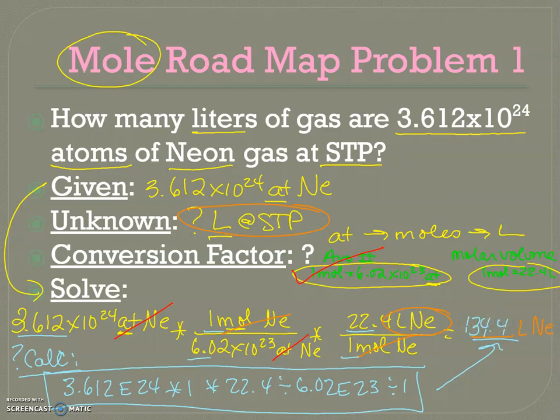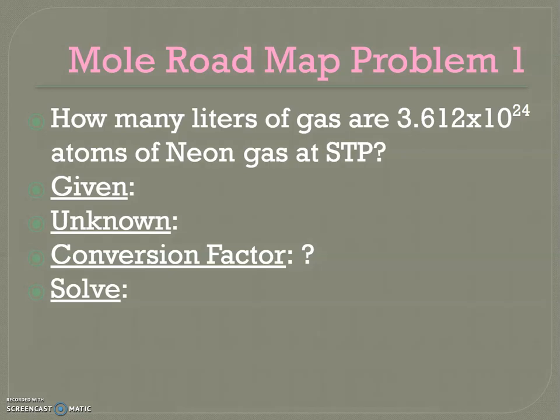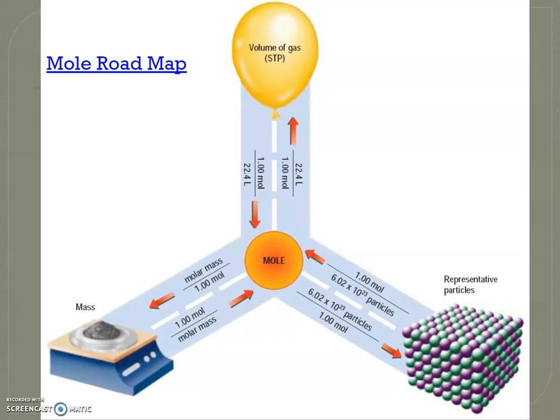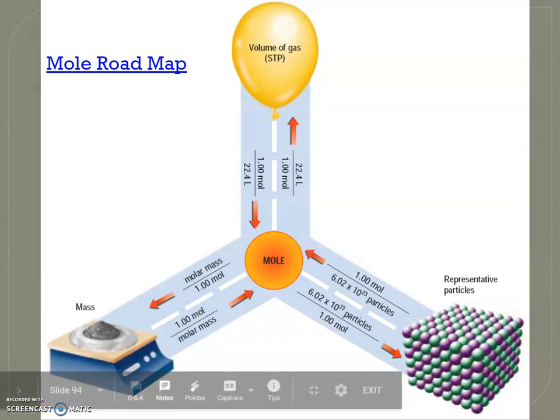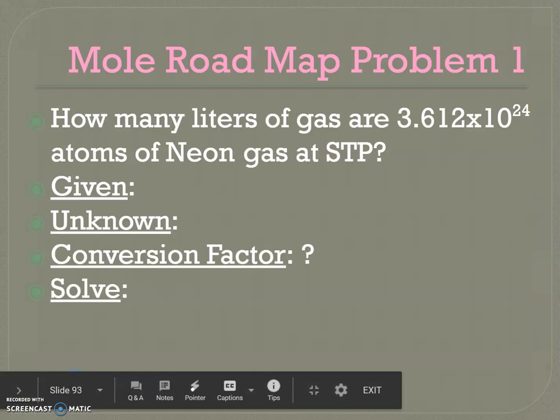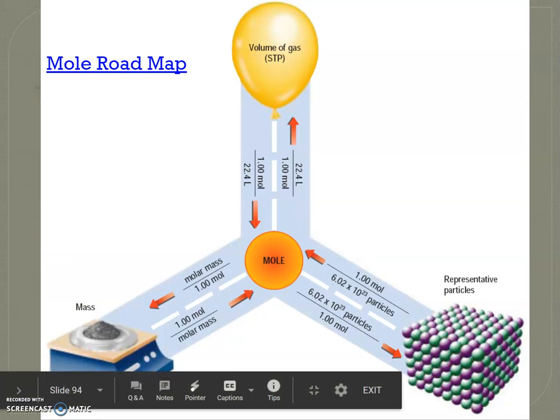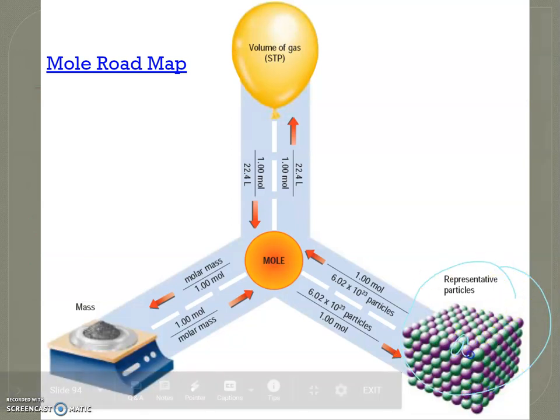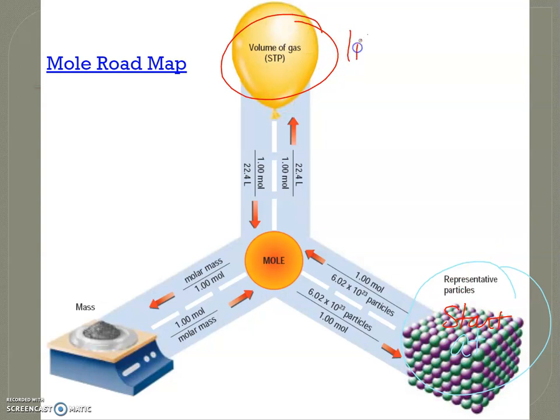134.4 liters. Okay, so what we're doing here is we are moving from our, if you look back here, hold on, come back here. If you look back here, we are going from our atoms to our liters. So that means I start here where my atoms are. Okay, so this is my start, and we're going to go to liters up here. And this is my end.